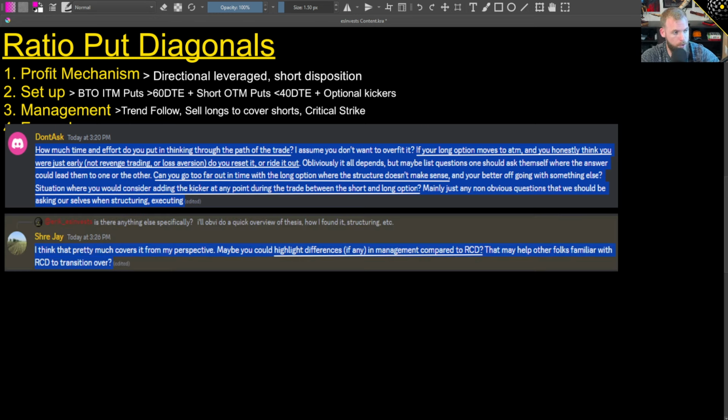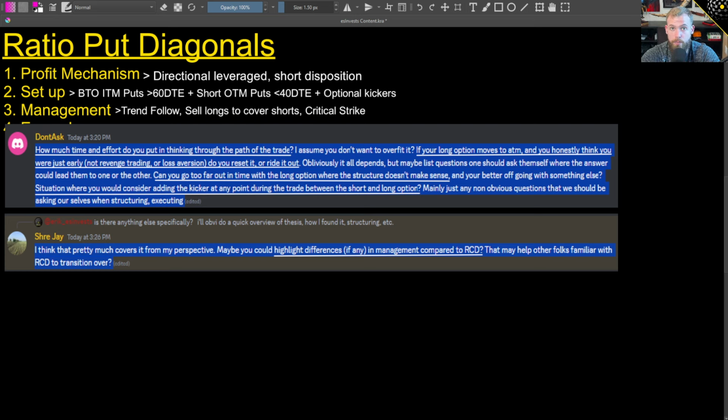Next question from our boy Stray J. Stray J says, I think it pretty much covers it. Maybe you could highlight differences in management compared to a ratio call diagonal. Not much. I mean, it's obviously trading to the downside, so the way that you analyze downside moves might be slightly different. It is for me. A stock can really fall under its own weight as compared to what it needs to be supported up through these really voracious up moves.